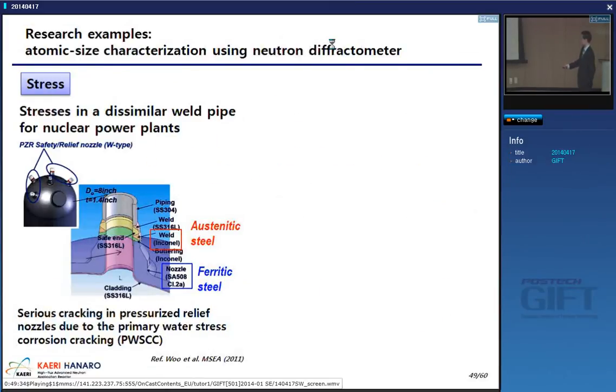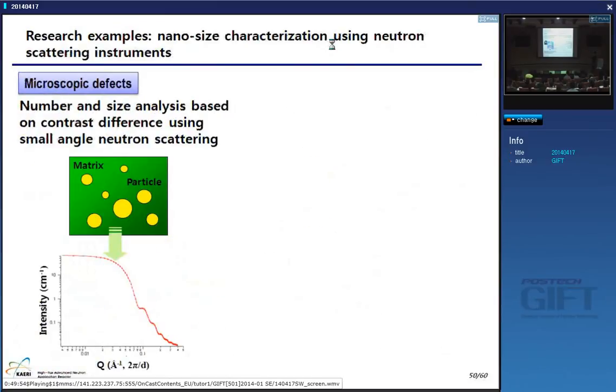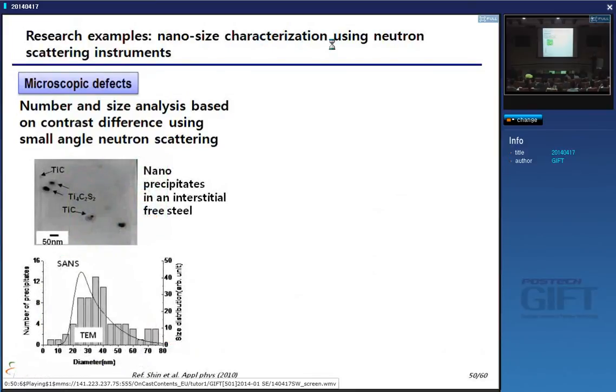So with stress measurements, you can measure the stress distribution. This time the example is a similar weld, steel and stainless steel welding, and how stress is developed. And then a shape memory alloy: when you have loading, martensite sizes build up, and for the small particles, this kind of hump, this kind of peak, corresponds to the small particles. And you can calculate the nano-sized particle distribution, and you can compare it to the TEM.